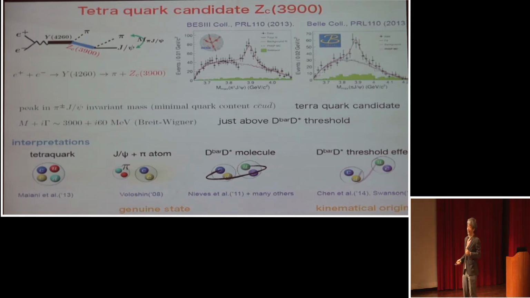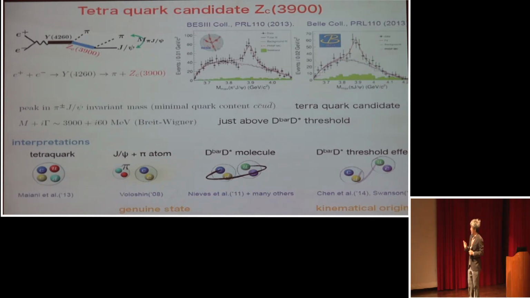There are several interpretations of this state. One is a tetraquark, a c-bar c u d state. The other is, for example, a J/psi pi atom, a D D-bar star molecule. It corresponds to some resonance state. But the other interpretation is that it's just a D D-bar star threshold kinematical effect. So it's of kinematical origin, not a resonance state. So there are four different interpretations.